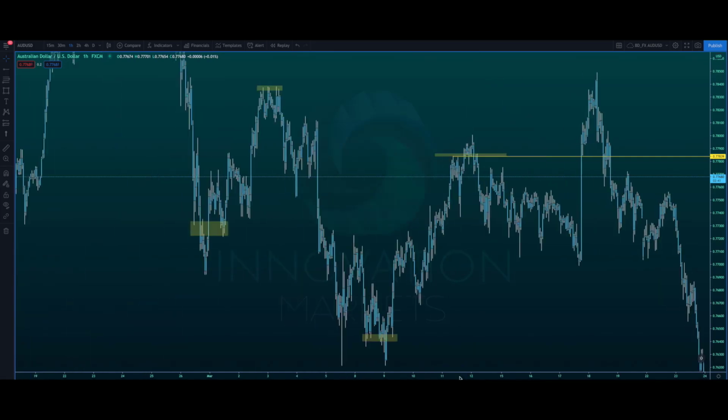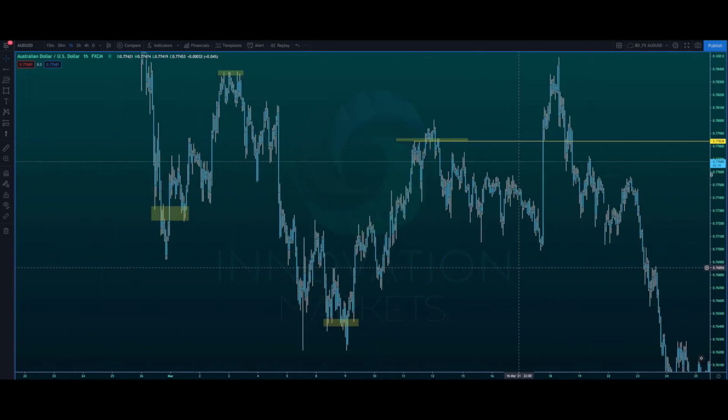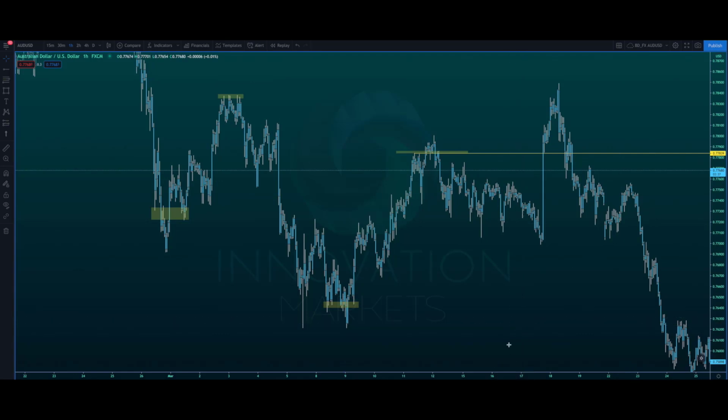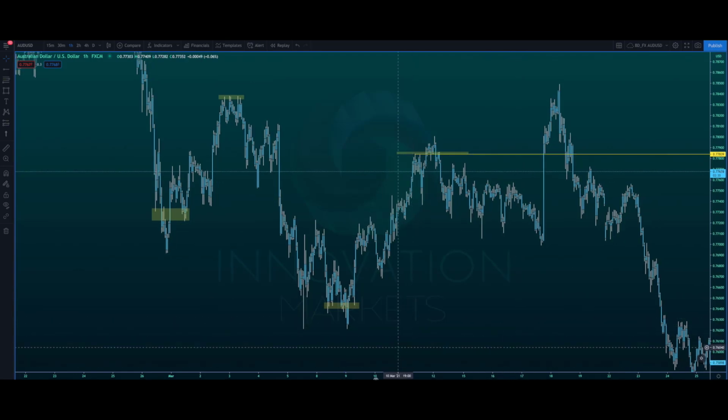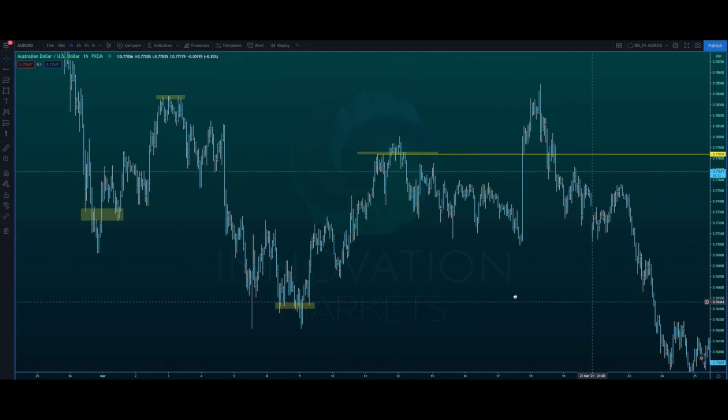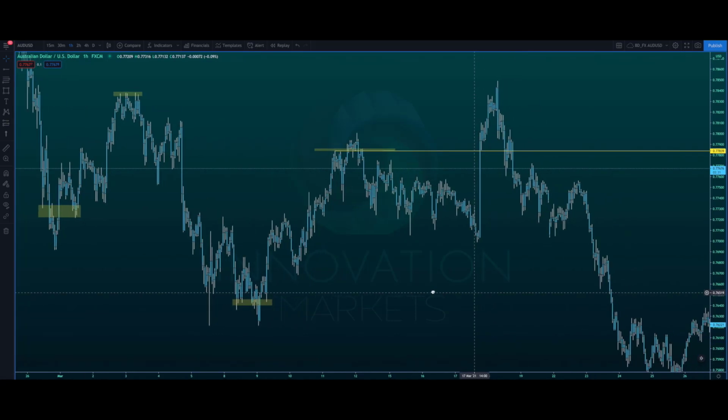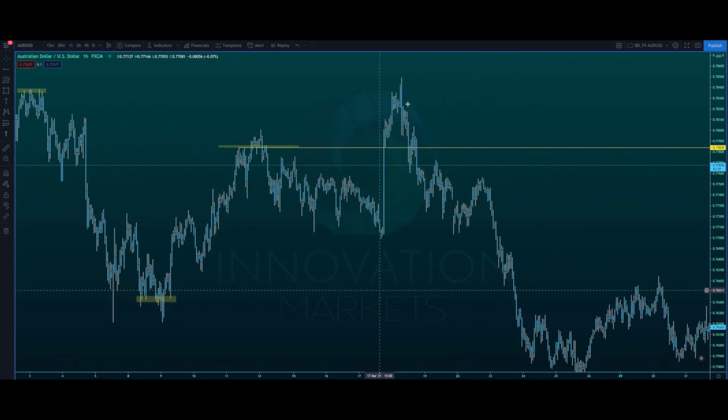Let me just zoom out. So this is just on the recent price action I'm highlighting and just going through it, rather than going back through old type. This is recent price action, so you can go back in and have a look at this yourselves. What else have we got here?